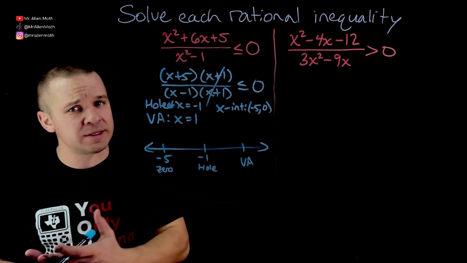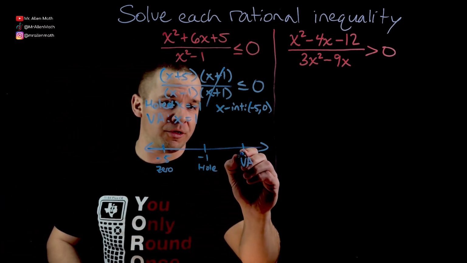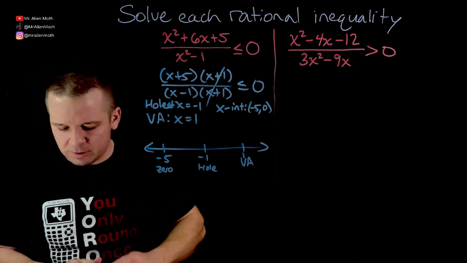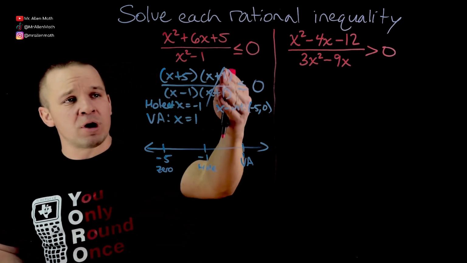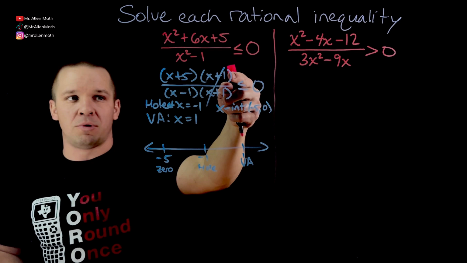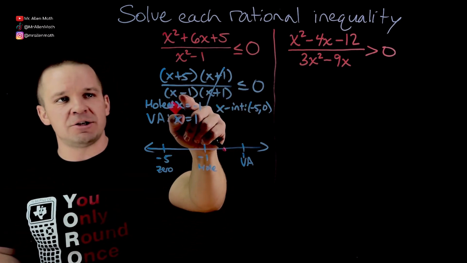Am I including these points? Am I not including these points? With polynomials, it's all kind of one thing, but with rationals, it's a little different. For test values, I really don't need to worry about the repeated factor because it's going to be the same thing no matter what. Whether they're both negative or both positive, it doesn't affect the overall sign. So it's nice and easy just dealing with these two.